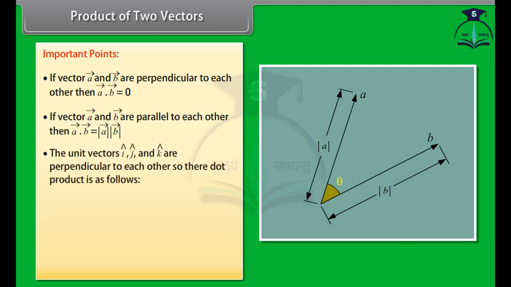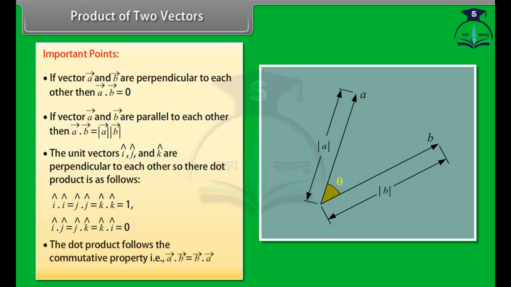The unit vectors cap I, cap J, and cap K are perpendicular to each other, so their dot products are as follows. Cap I dot cap I equals cap J dot cap J equals cap K dot cap K equals 1. Cap I dot cap J equals cap J dot cap K equals cap K dot cap I equals 0.